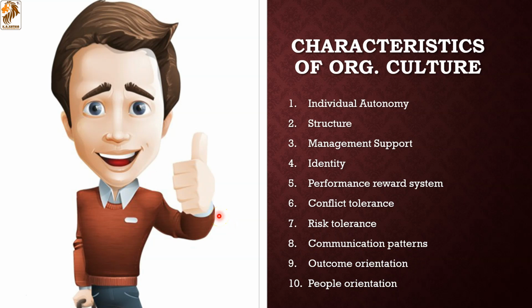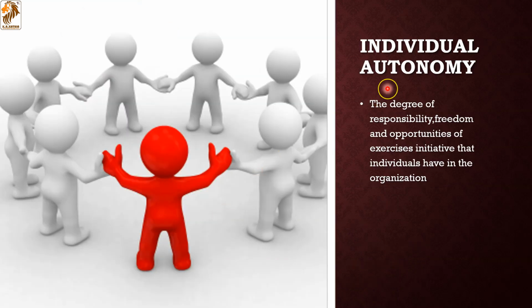So let me show you the first one, which is individual autonomy. It says that it is the degree of responsibility, freedom, and opportunities to exercise initiative that individuals have in the organization. So this is a kind of freedom, and also an opportunity for how much you can grow in the organization. This is a space to think about something new in the team. That is individual autonomy, one kind of characteristic.